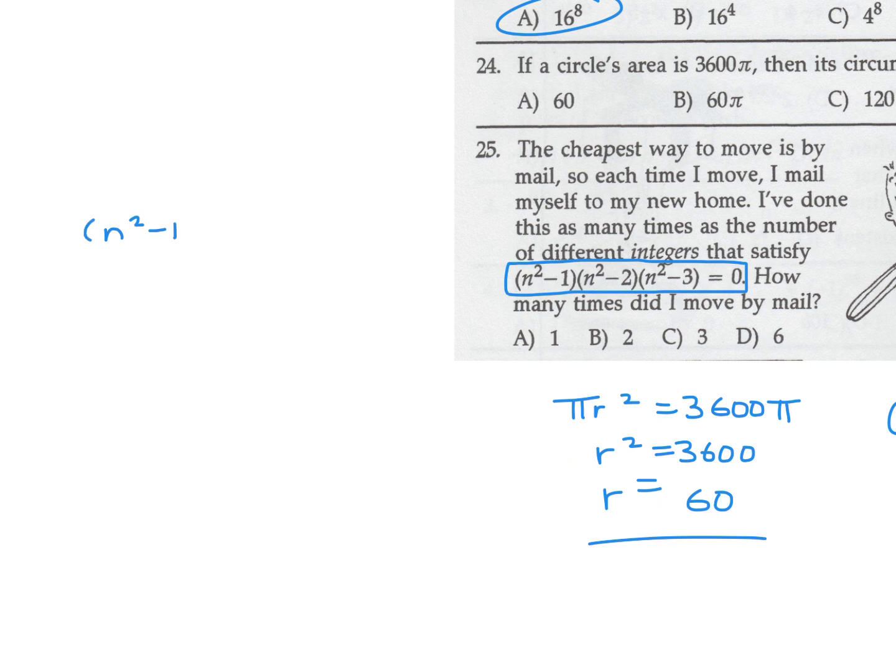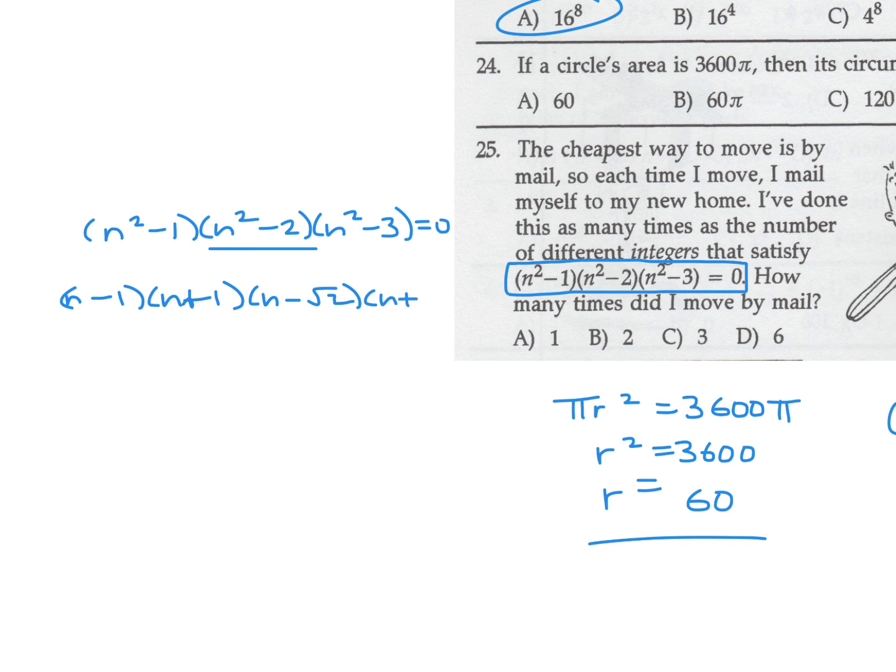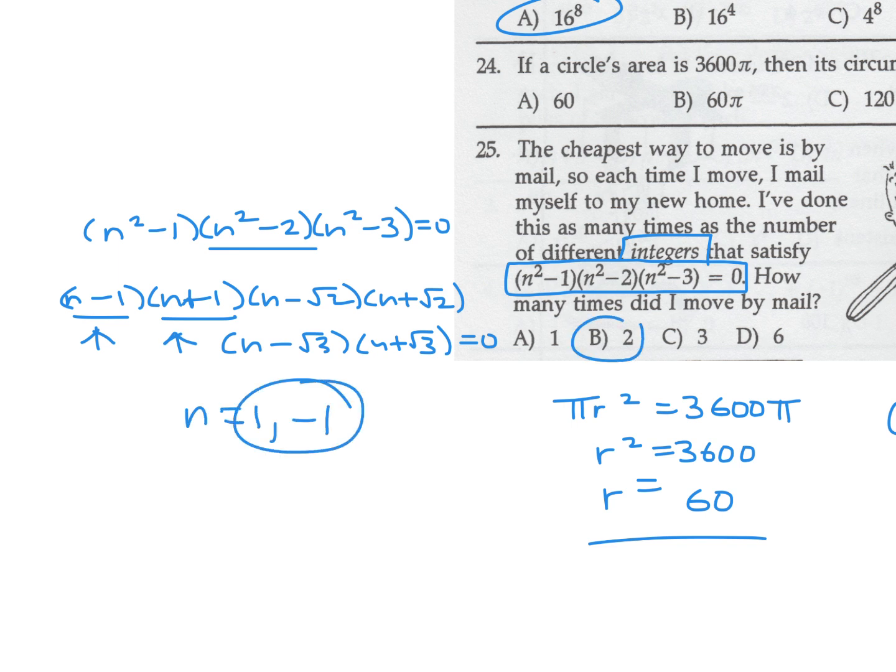n squared minus 1, n squared minus 2, n squared minus 3, all equal to 0. Well, you can factor this: n minus root 2, n plus root 2, and then n minus root 3, n plus root 3, all equal to 0. Now, the only ones that give you integers, because they specifically said integers, are these two. They give you n equals 1 and negative 1. So that's 2 solutions, and therefore the answer to that question is 2, which is choice B.